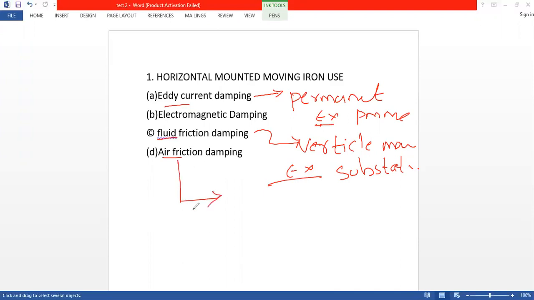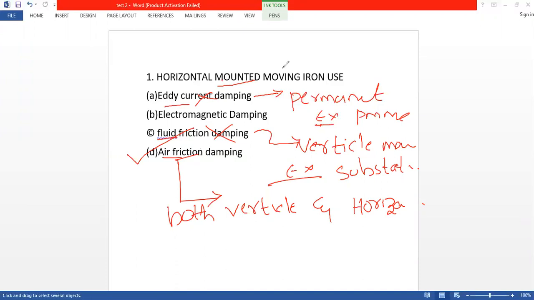Now the correct answer is air friction damping, because it is used in both vertical and horizontal positions. Here there is nothing mentioned about a permanent magnet, so eddy current is not the answer. In horizontal mounting you cannot mostly use fluid friction damping, so the answer is air friction damping. Hope you have got some clarity about this.